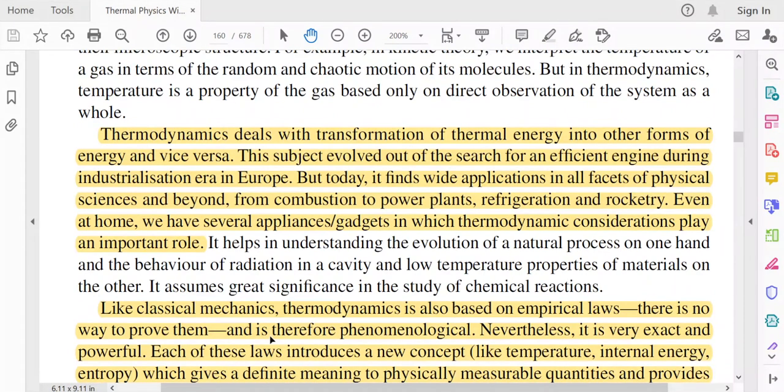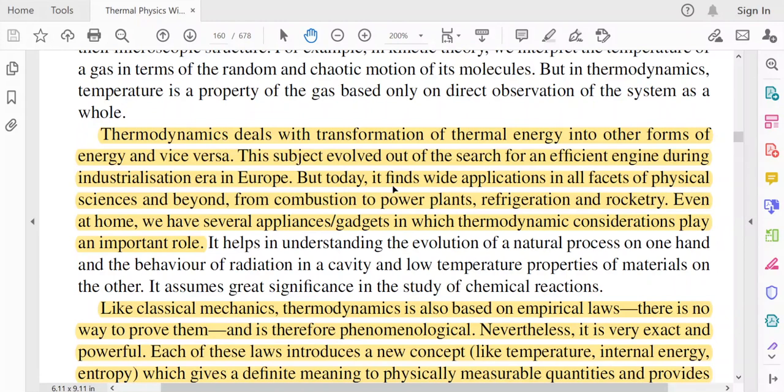So at first, let us learn what is thermodynamics. Thermodynamics deals with transformation of thermal energy into other forms of energy and vice versa. This subject evolved out of the search for an efficient engine during the industrialization era in Europe.